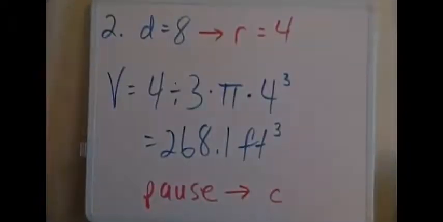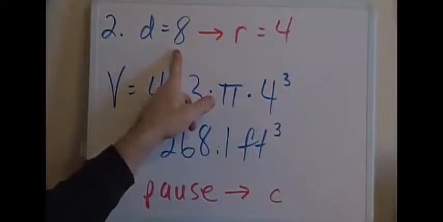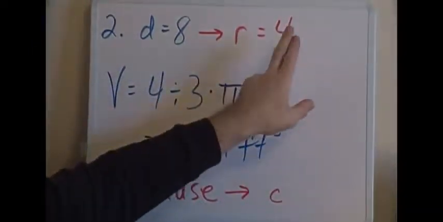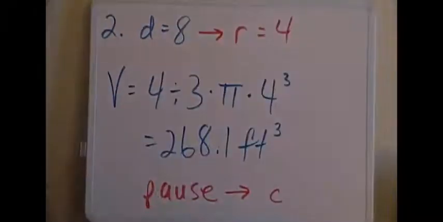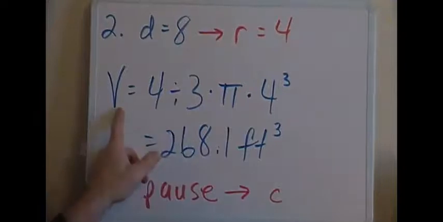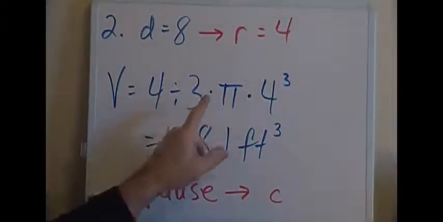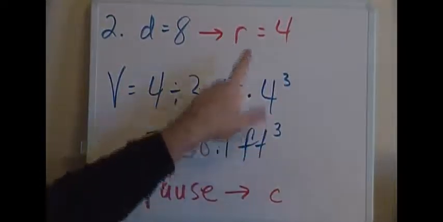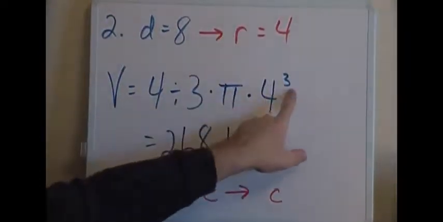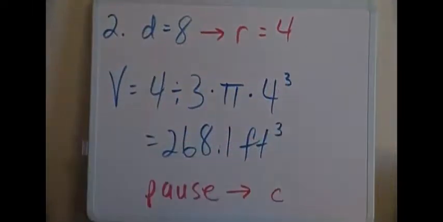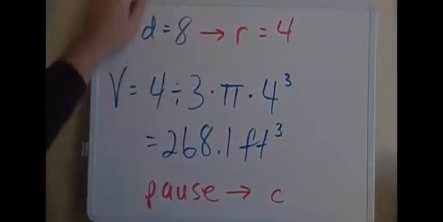Sample problem number 2. In this case, you're given a diameter, so of course you have to turn it into a radius. This is the thing we always have to be careful about with these problems. We have volume in this case is, again, 4 divided by 3 times pi times the radius of 4 cubed. Plug it into the calculator and you get 268.1 cubic feet. Press pause and do problem C.